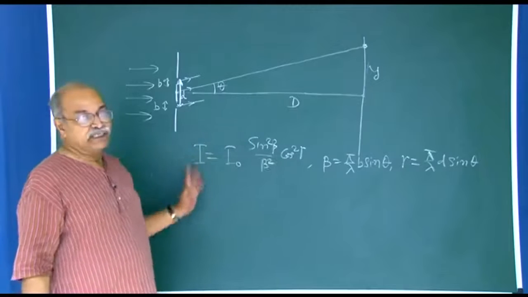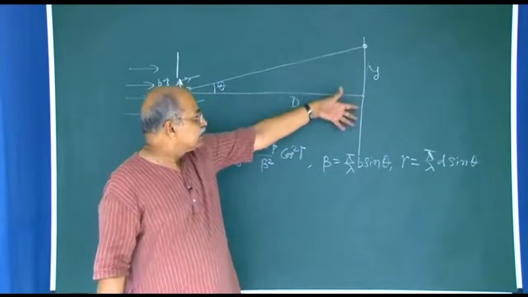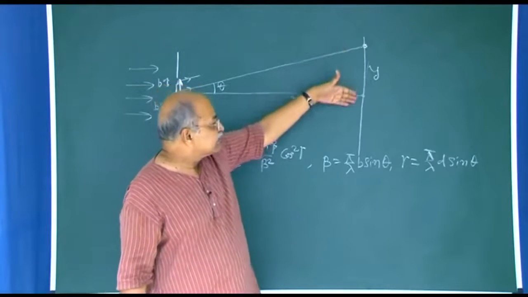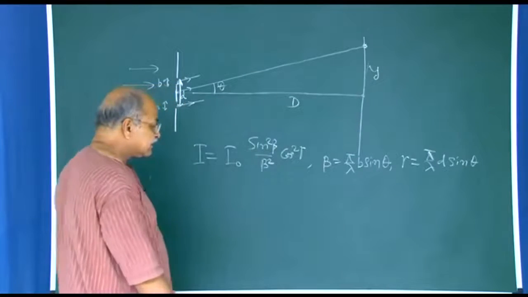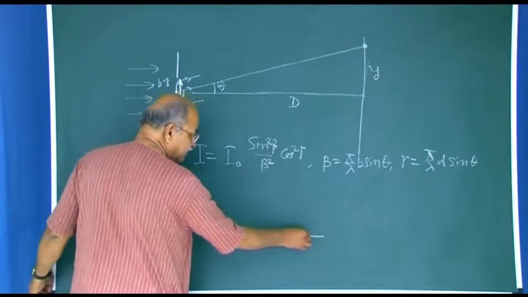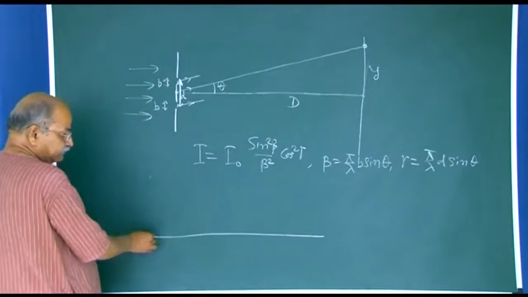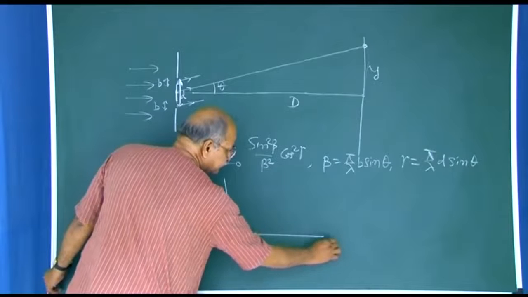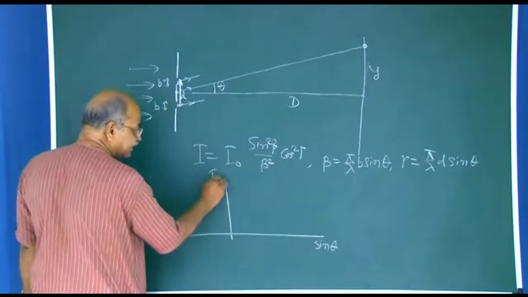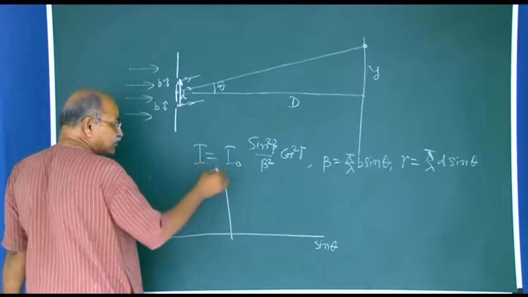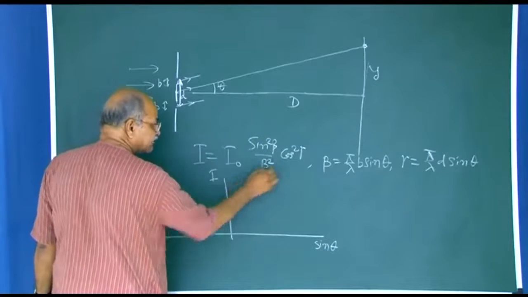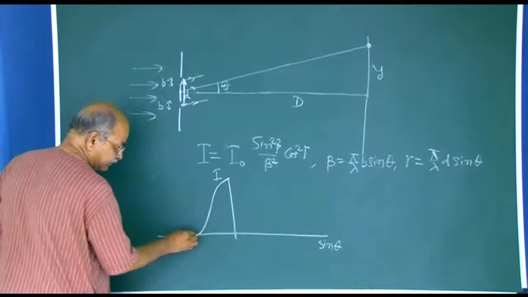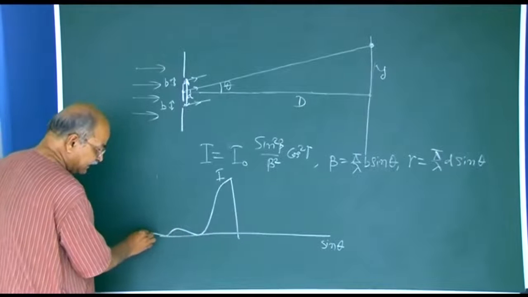And how does this look? If I look at the intensity, what does this equation tell us? What kind of intensity variation is there? Once again, if you make a plot, here you write sine theta, and here you write intensity. First you draw the diffraction pattern, and you know what kind of pattern it is. It is something like this.